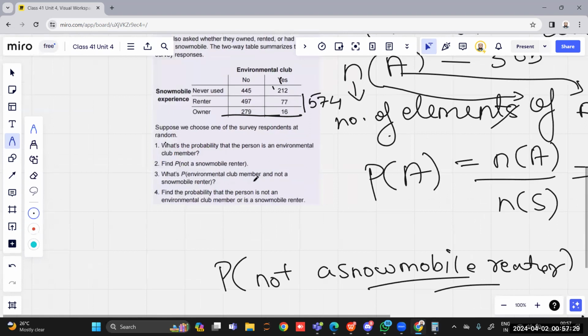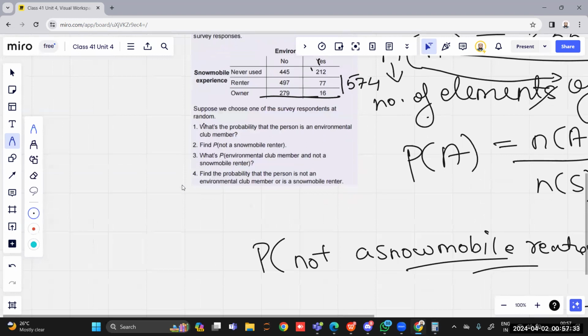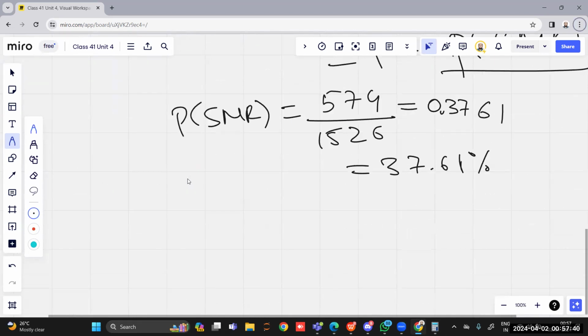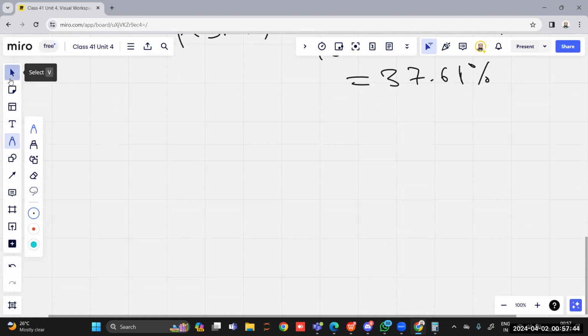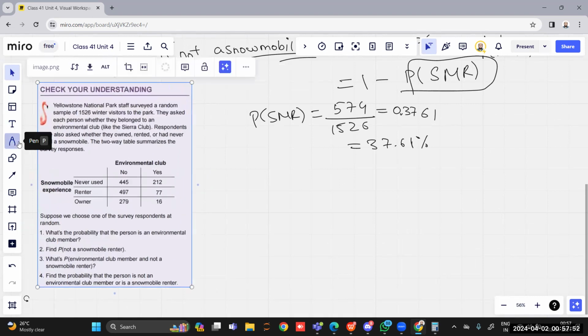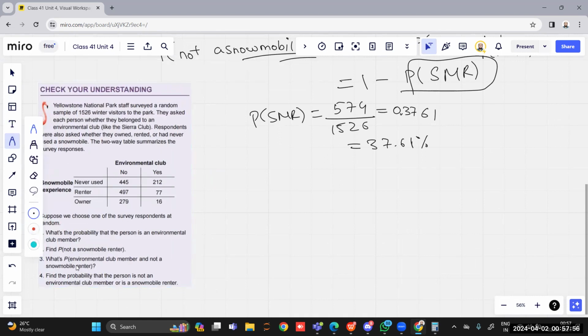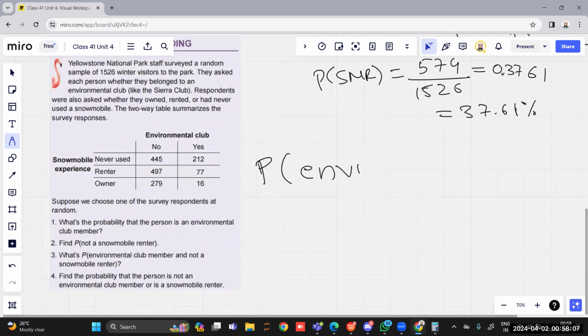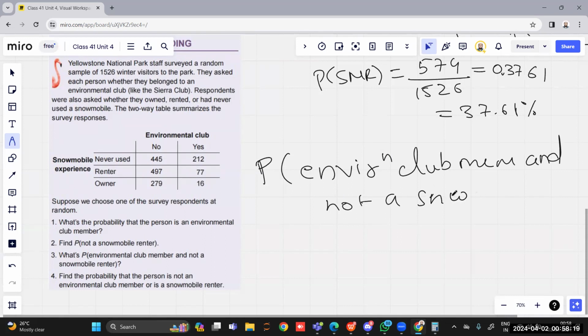Next: P of environmental club member and not a snowmobile renter? That's a very good, interesting question. I'll copy that again because it is a very crucial question, and you need to understand what it mentions. There are two things here: P of environmental club member, and, which corresponds to intersection, not a snowmobile renter. That's a big task.